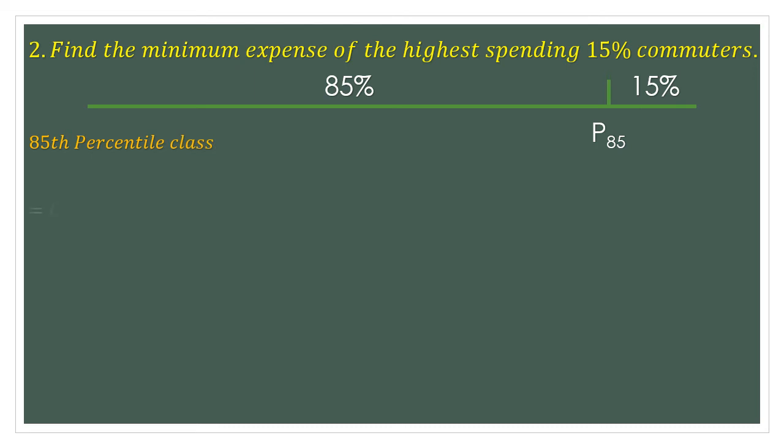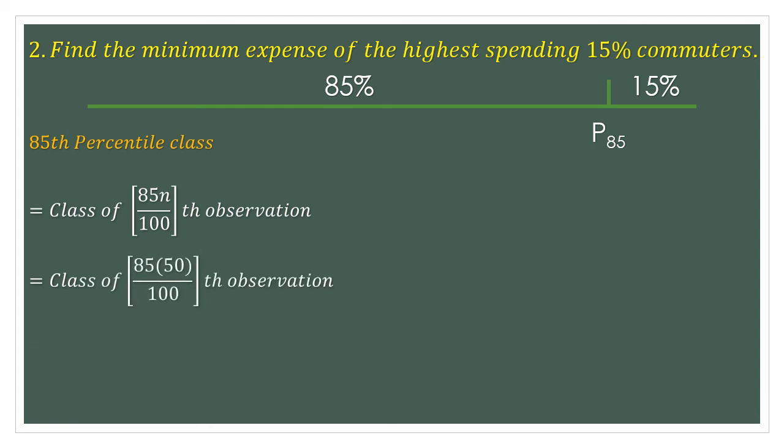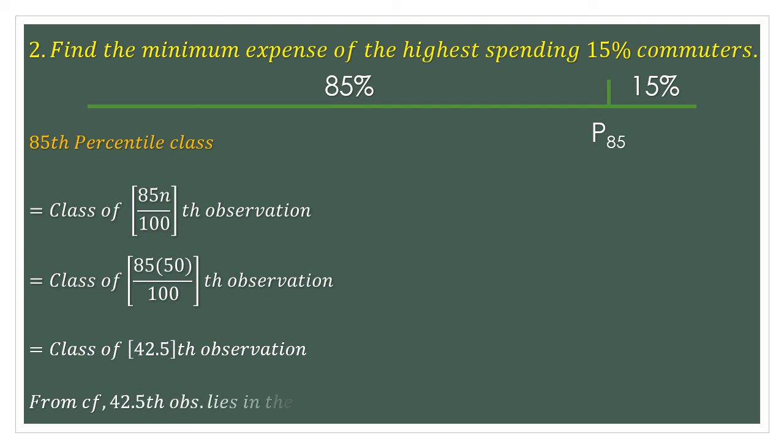So the class for 85th percentile will be 85n divided by 100. N is 50, so 85 into 50 upon 100 will give you the answer 42.5th observation. Surprisingly not that big. So 42.5th observation will lie in the class 800 to 950. So lower limit point is 800, frequency 9, CF 36 and class length 150.